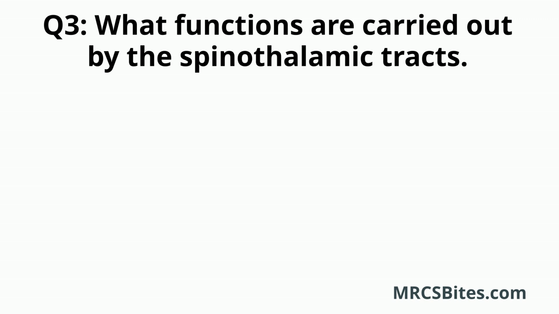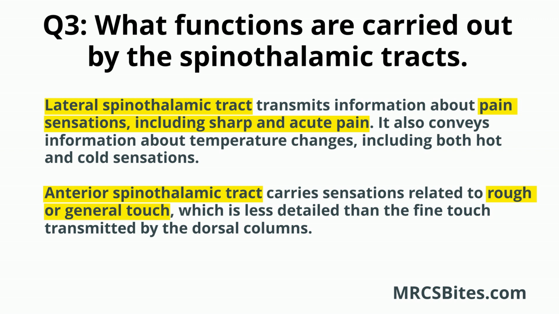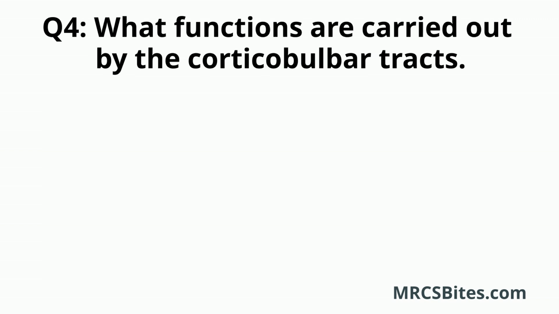Question 3. What functions are carried out by the spinothalamic tracts? The spinothalamic tracts are crucial for transmitting sensory information from the body to the brain. They carry different types of sensory modalities. Lateral spinothalamic tract transmits information about pain sensations, including sharp and acute pain. It also conveys information about temperature changes, including both hot and cold sensations. Anterior spinothalamic tract carries sensations related to rough or general touch, which is less detailed than the fine touch transmitted by the dorsal columns.